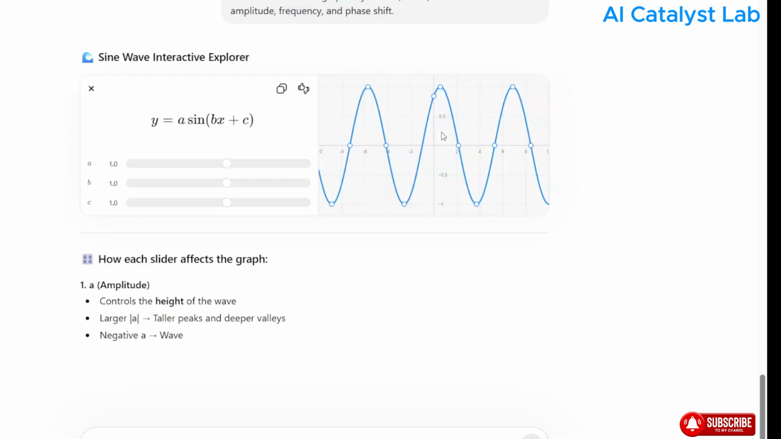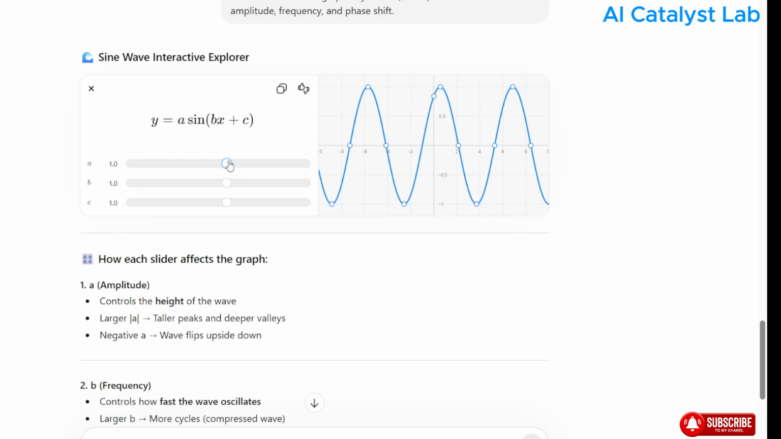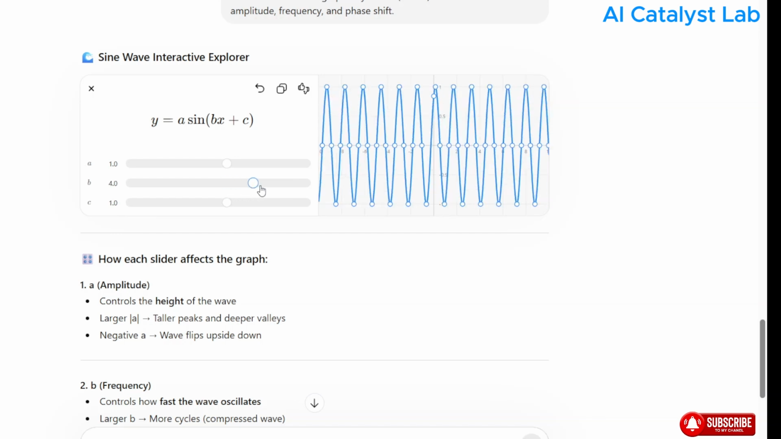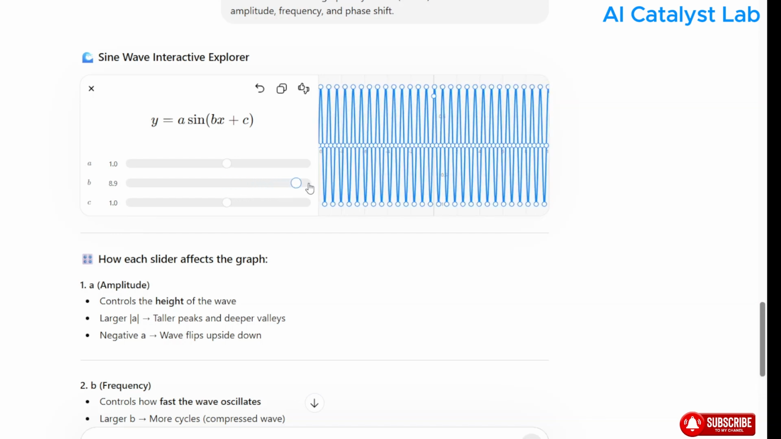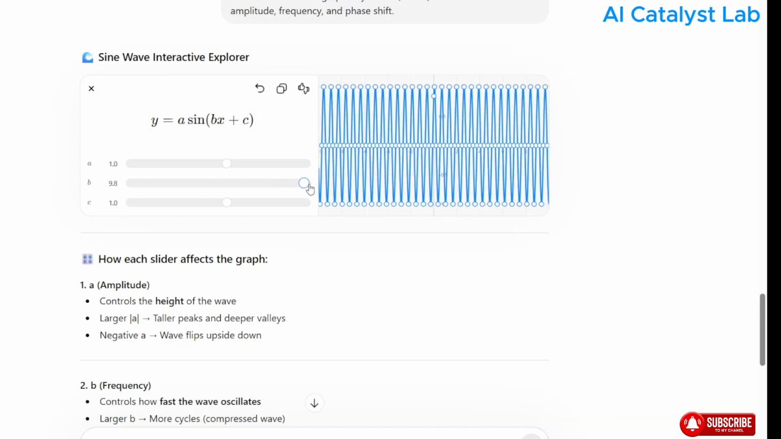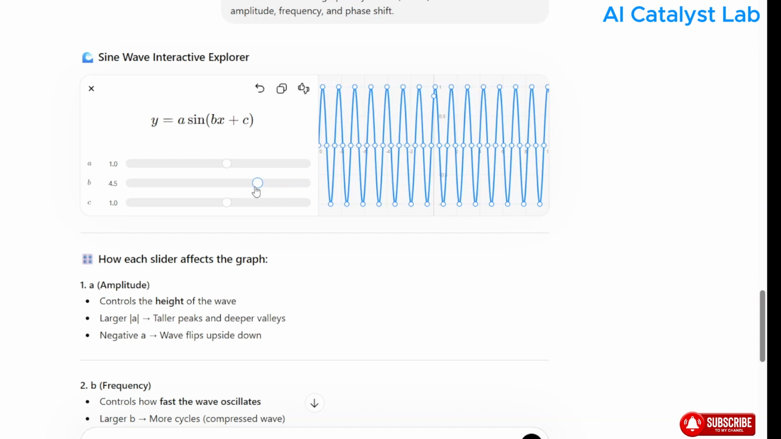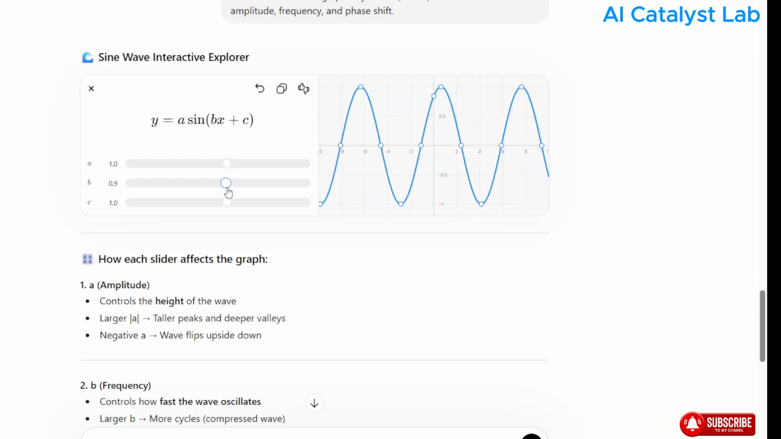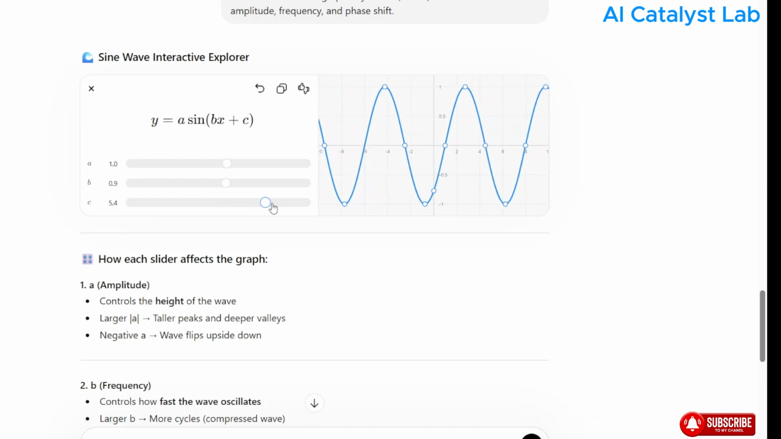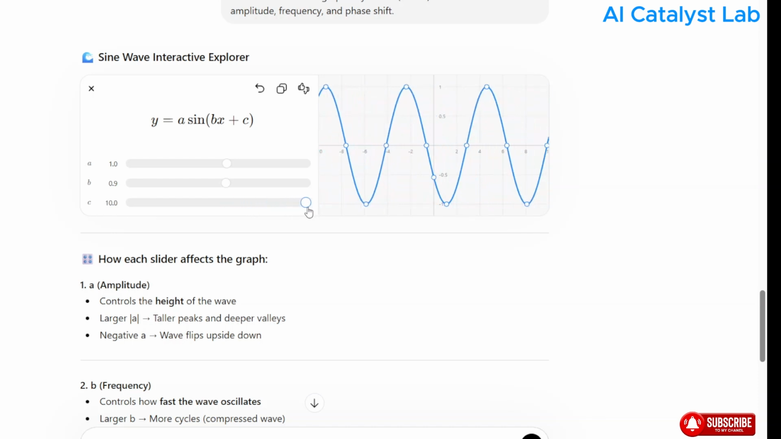If we talk about the next equation, this is a sine wave. On the left side you can see the equation, and on the right side you have the visual expression. You can control the visuals. For example, if you change the value of a, it will change the visuals. If you change the value of b, it increases the frequency of the sine wave. If you decrease it, the frequency will decrease as well. At the same time, you can increase c, and you can see different visuals of it.